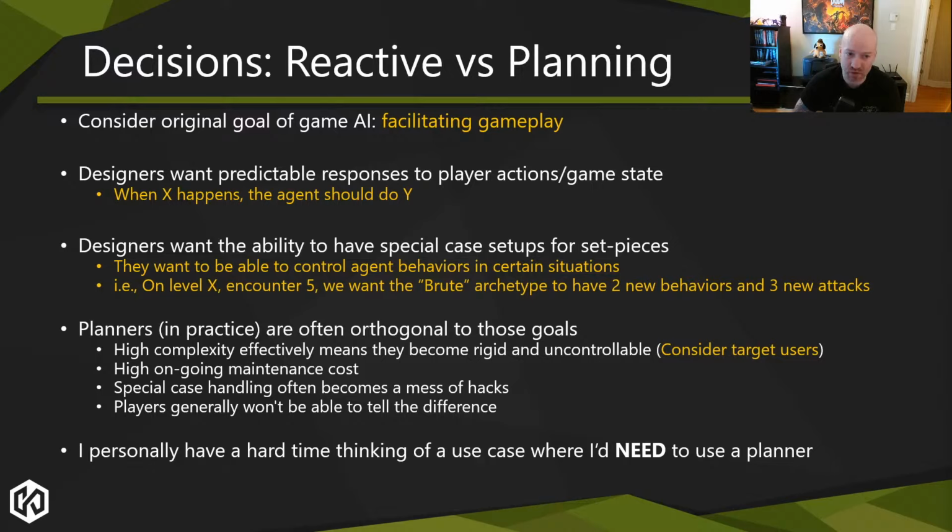If we want to compare the two, let's come back to initially the goal of what we're trying to do. We're trying to facilitate gameplay. We're trying to present a toy to the player. Designers want predictable responses to actions. When the player does X, the AI should respond in this specific way. They also want to be able to handle special cases. And that is a big thing that a lot of AI programmers forget.